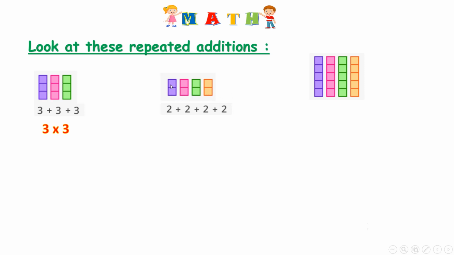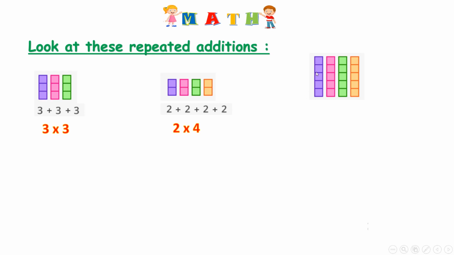So what is the repeated number in here? Sure, it's 2. How many 2 do you see? 1, 2, 3, 4. So I say that the number 2 is repeated 4 times and I write it like this. It's 2 times 4 because the number 2 is repeated 4 times. Okay, great. Now let's see the last set of squares in here.